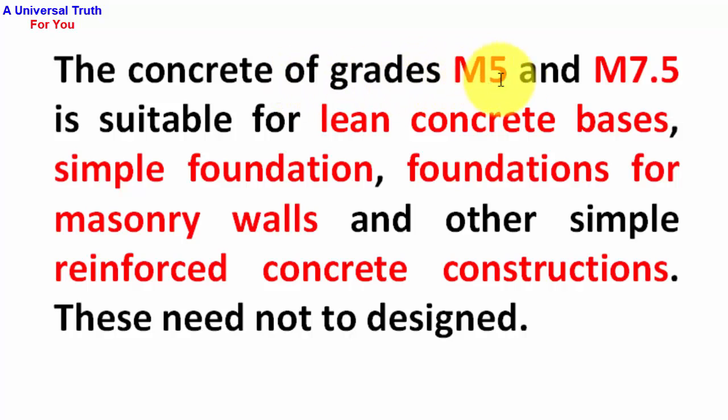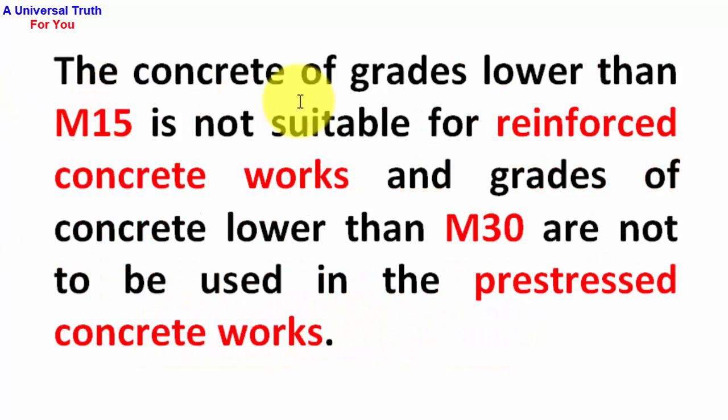The concrete of grades M5 and M7.5 is suitable for lean concrete bases, simple foundations for masonry walls, and other simple reinforced concrete constructions. These need not be designed. The concrete of grades lower than M15 is not suitable for reinforced concrete works, and grades of concrete lower than M30 are not to be used in pre-stressed concrete works.